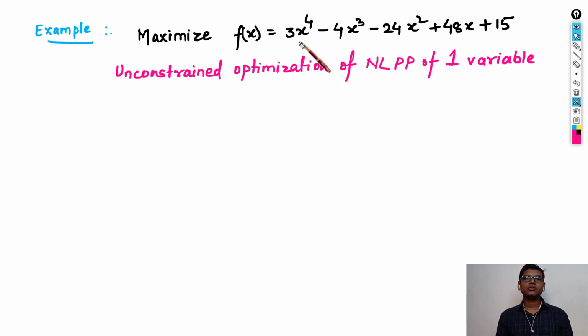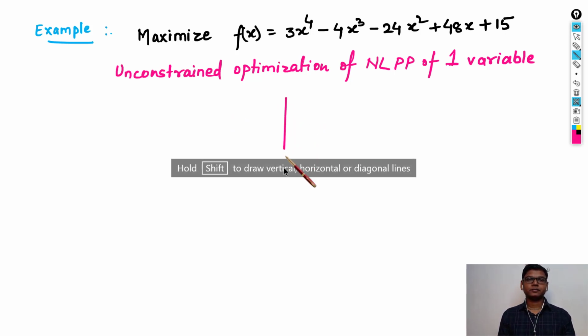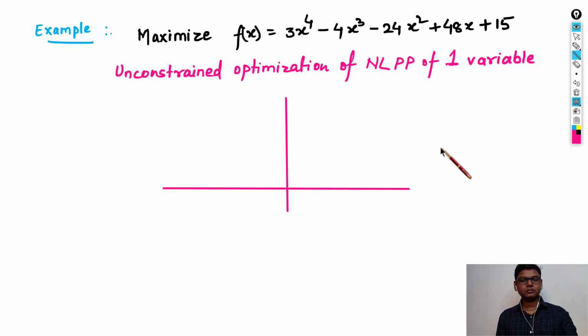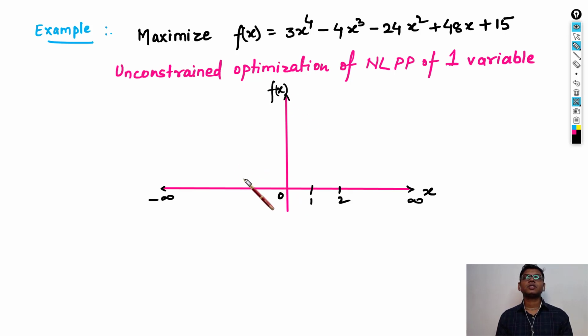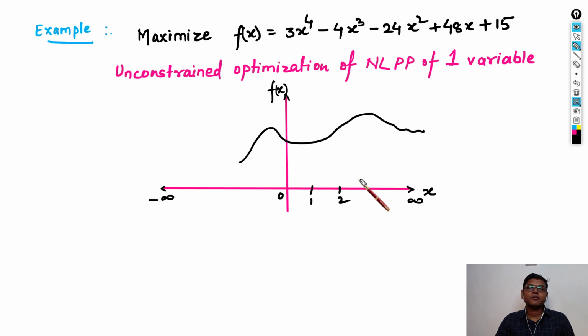Unconstrained means there is no restriction on x, x can vary from minus infinity to infinity. See here, if we take this axis, this is 0, this is 1, 2. On this axis we will put x. x is not limited, it can vary from minus infinity to infinity. Suppose f(x), we don't know how it will look on the graph. If we draw it, it may be something like this. So we have to find the maximum of f(x) for x between minus infinity and infinity.